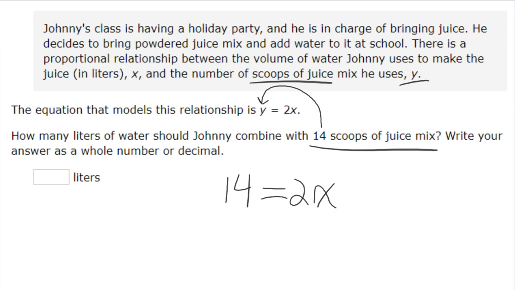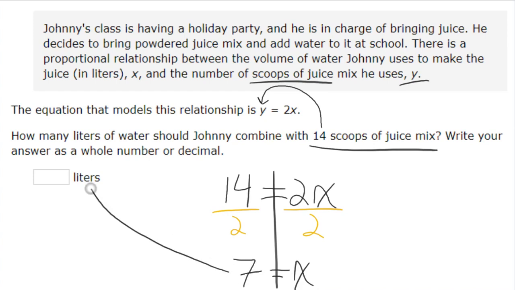Well, in this case, I'm going to solve this like I have done in the past. I'll even change my colors up here for you. Let's divide by 2 because I want to get X all by itself, since that is the goal, to solve any equation where there's a variable, if it's possible. And if I divide both sides by 2, I get X to equal 7. Or in this case, 7 liters of water will be needed to make 14 scoops of juice mix.